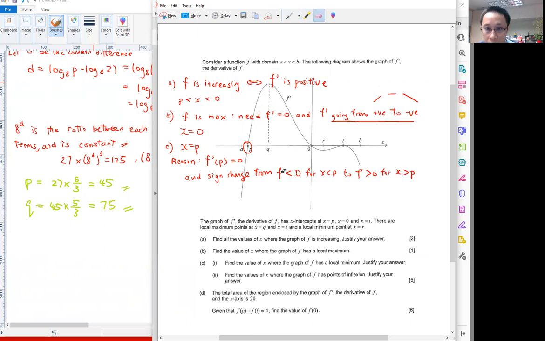I'll use more formal notation. I'll write f dash x instead of just f dash. And then part C2, looking for points of inflection. For points of inflection, we need f double dash to equal 0 and a sign change.